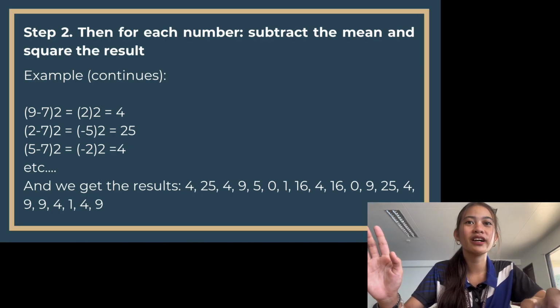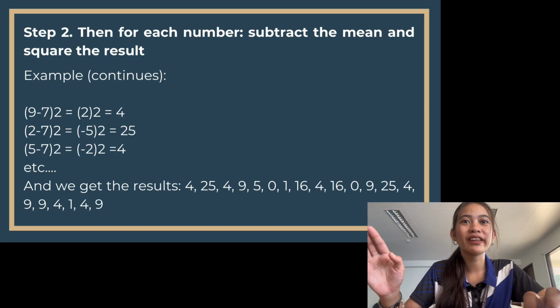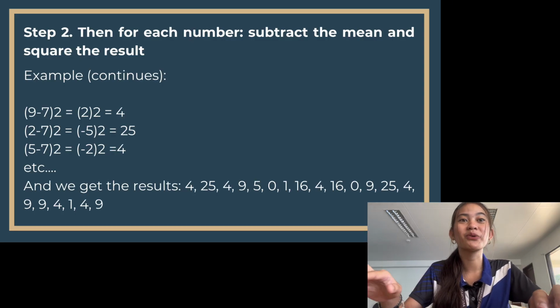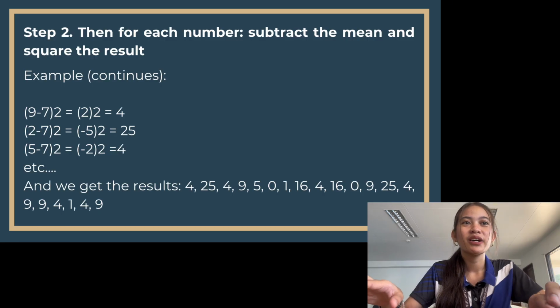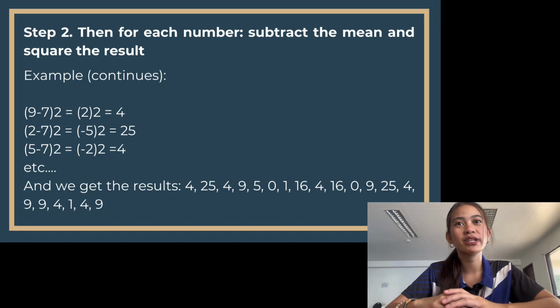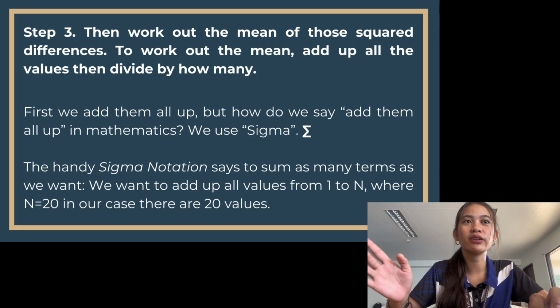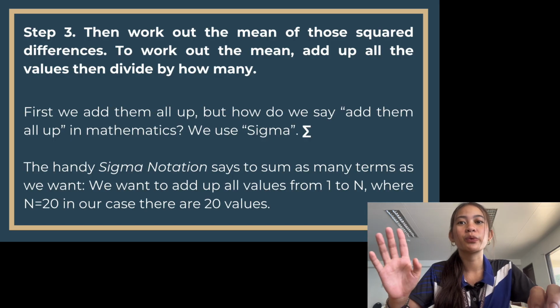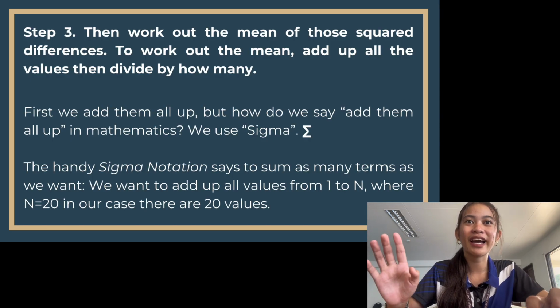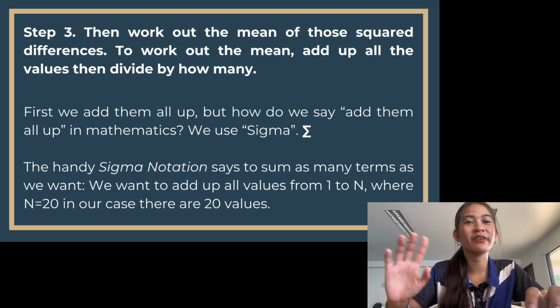And then you're going to repeat the same process up to the last variable. Okay, and we get the results 4, 25, 4, 9, 5, 0, 1, 16, 4, 16, 0, 9, 25, 4, 9, and 4, 1, 4, 9. That's the result. And then let's proceed to step 3. Then work out the mean of those squared differences. To work out the mean, add up all the values, then divide by how many.